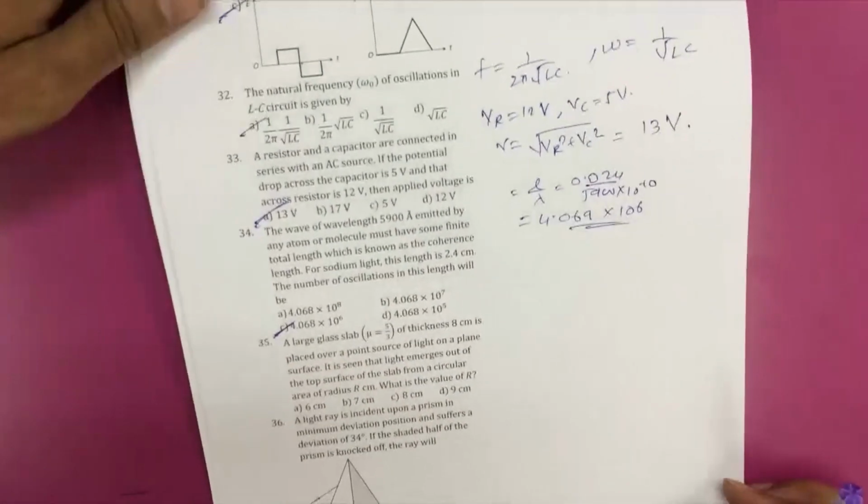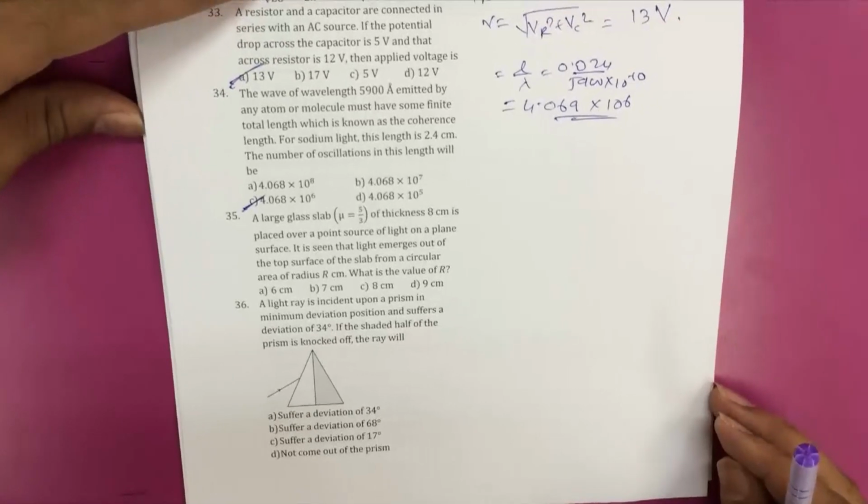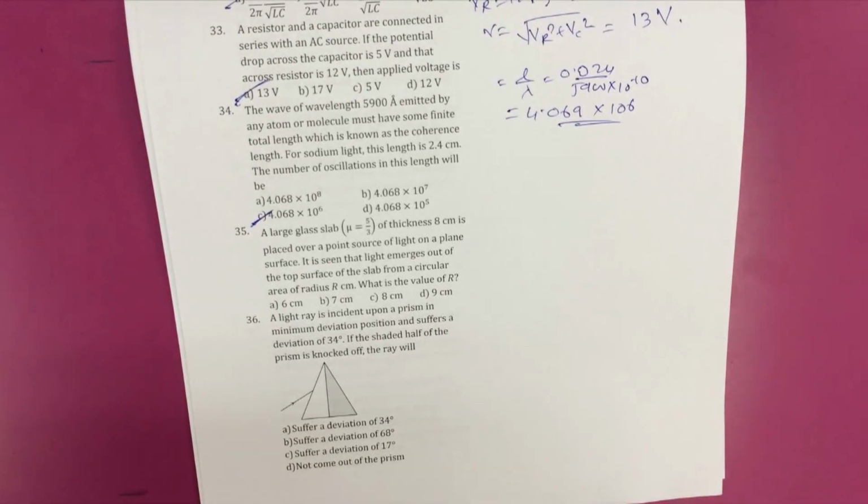Question 35. A large glass slab having refractive index 5 by 3 of thickness 8 centimeter is placed over a point source of light on a plane surface. It is seen that light emerges out of the top surface of the slab from a circular area of radius r centimeter. What is the value of r?